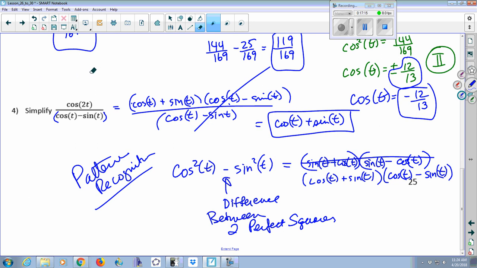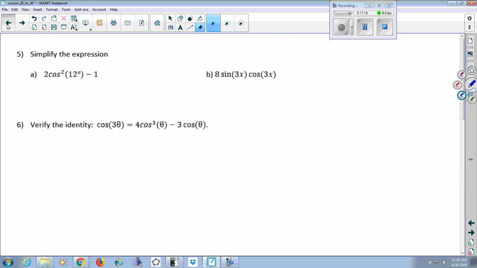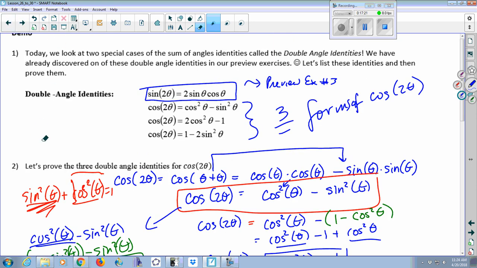Questions before we go on to prove an identity? How do you get better pattern recognition skills? You do them over and over again. Really, I mean, you read your textbook, you look at some examples, and then you just have to dive in.